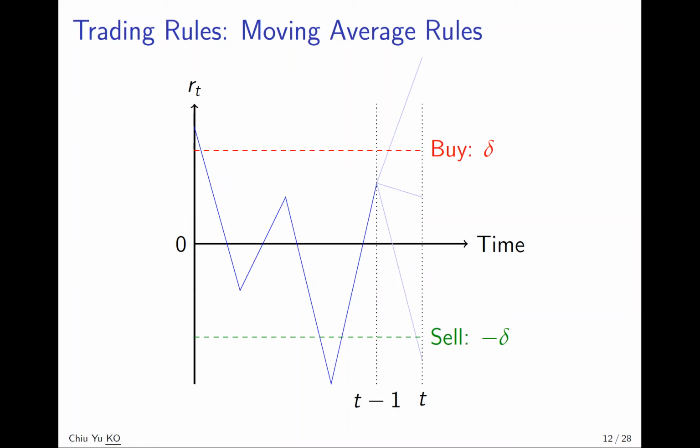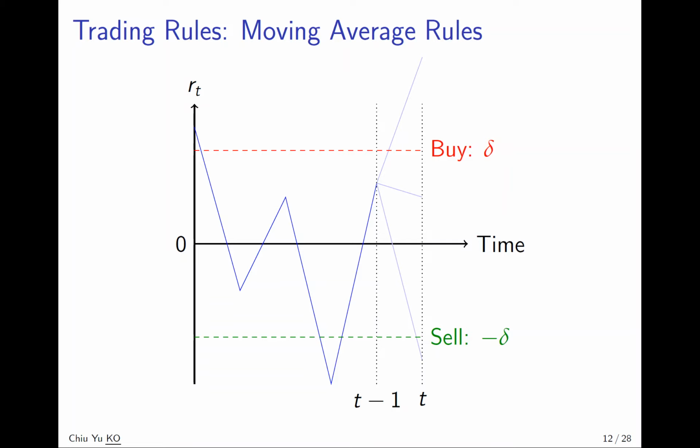So look at the graph. The RT can fluctuate up and down across time, and we have threshold delta and negative delta. If it is higher than delta, you buy. Lower than negative delta, then you sell. And here I have the same delta for buy and sell. You can have a more elaborate rule, with different values for buy and for sell. Maybe you want a higher value for buy and a lower value for sell if you're risk averse, or if you're risk loving, then you may have a smaller one for buy and a bigger one for sell.